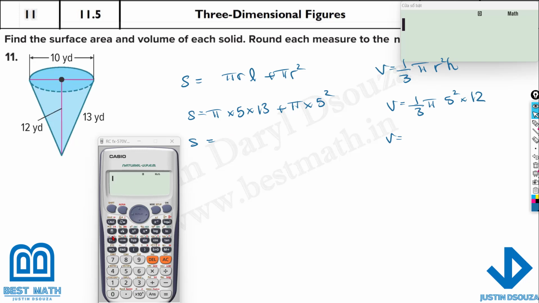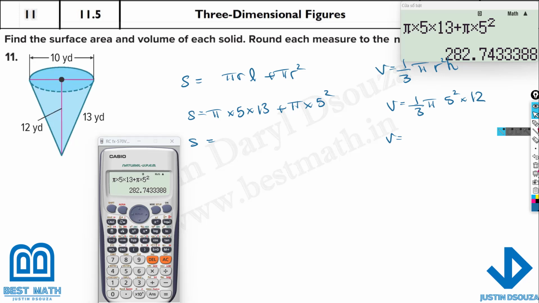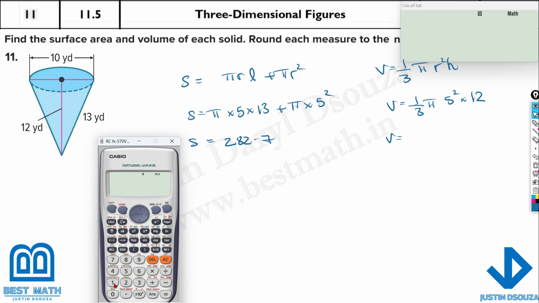Here is pi. Pi is given by shift and into 10th power symbol, multiplied with 5 times 13 plus again pi times 25 or 5 squared. Now here we have to get it to the nearest tenth. So the answer is 282.7. What about the volume? It's again here. It's 1/3. 1 by 3 times pi. That's shifted over here. Times 5 squared times the H value, that is 12.